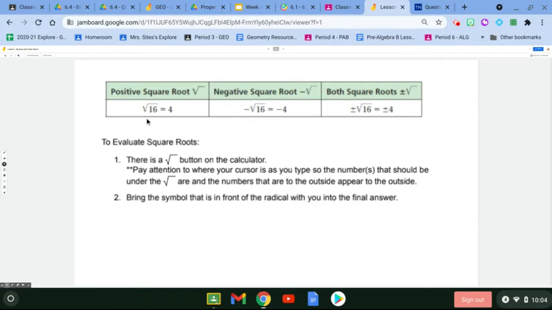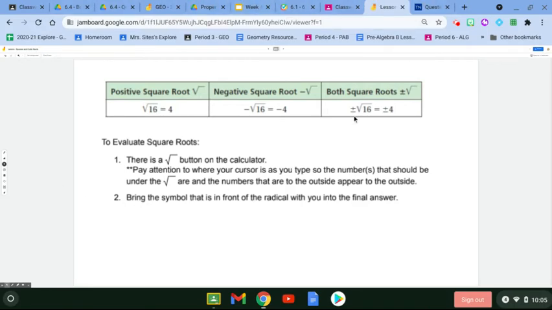Okay, so if I wanted the positive root of 16, it would be 4 because 4 times 4 is 16. The negative root of 16 is negative 4. The reason we don't put the negative sign inside the square root sign is because you can't have two numbers that are exactly the same that multiply to negative 16. So we want the opposite and we keep it on the outside. If I want both of these, I would keep the plus minus on the outside and you would just transfer that into your answer. You can simply do this a lot of the time on your calculator.